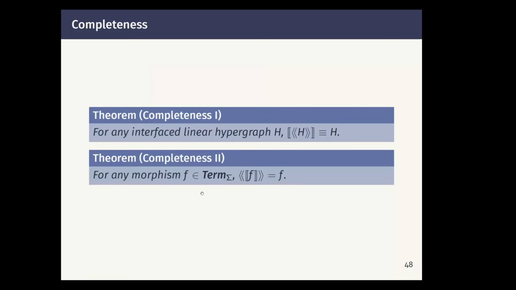So what does this give us? This means that if we start with a hypergraph, go to a term and back to a hypergraph again, it's the same hypergraph. And if we start with a term and then go to a hypergraph and transform back into a term, we're going to get a term that's equal to the original one. So good. Now we have a sound and complete graphical language for symmetric traced monoidal categories. Yeah. So has anyone got anything to ask about that?